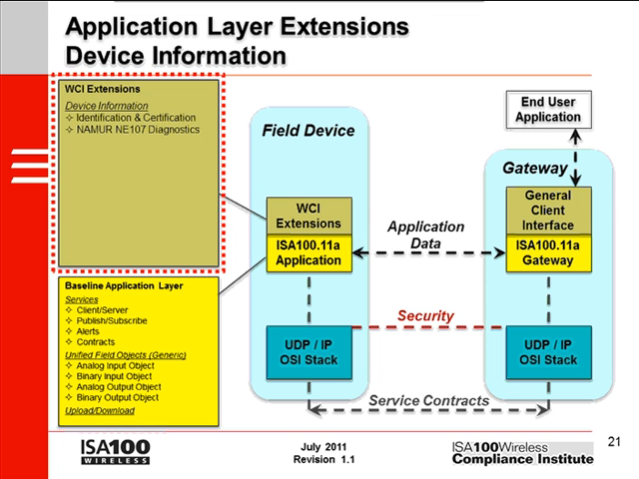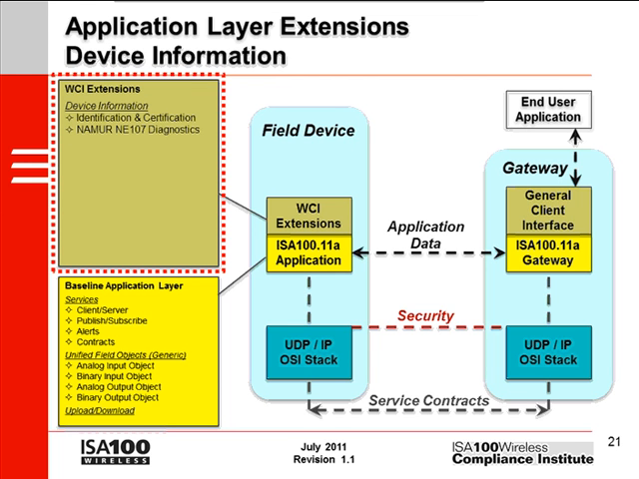There we go. Okay. The first set of extensions relates to general device information. This includes the device's manufacturer ID and tag. It also provides information about the device's certification. In addition, WCI extended ISA100 to cover device diagnostics, following the guidelines provided by NAMUR NE 107.